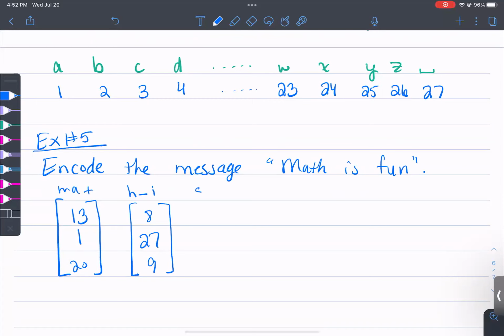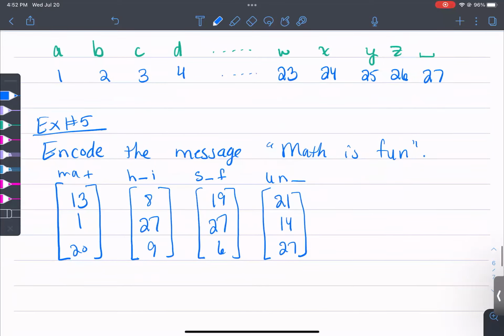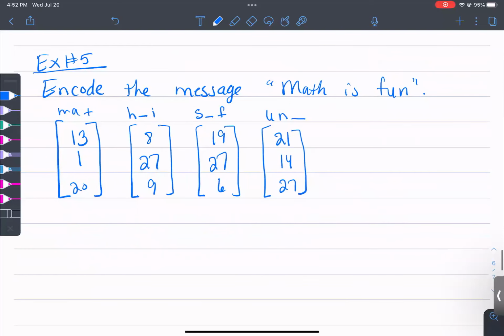After the I is an S, and then space, and then F. So 19, 27, and 6. After F is U, N, and I've run out of letters. So again, I'm just going to put an excess space at the end because I need some kind of placeholder. And these are the values that go along with that last piece. So if you're looking at that code and the numbers, that's pretty easy code to crack.